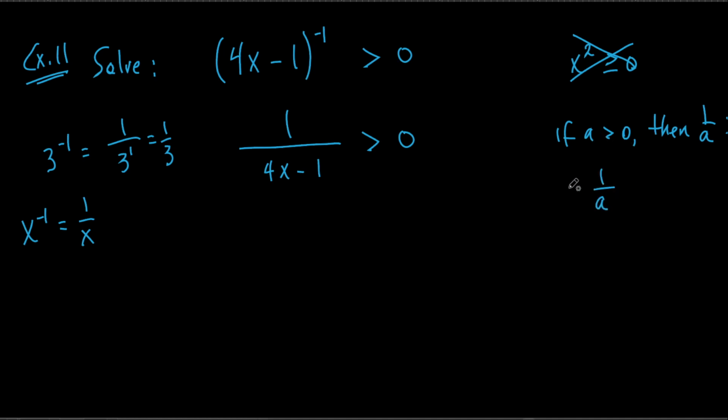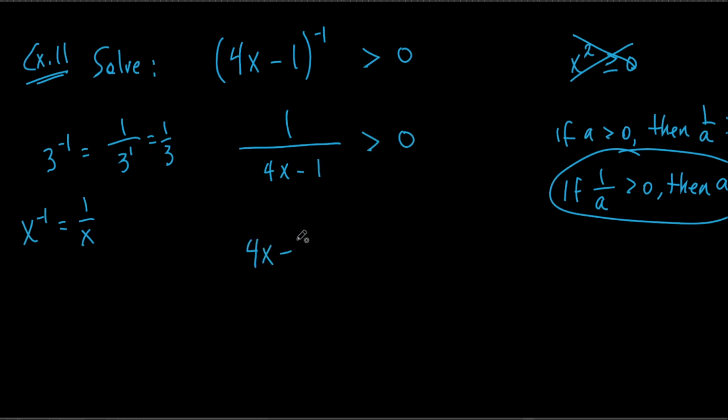It says if 1 over a is greater than 0, then, and this is where we're going to use this, a is greater than 0. This right here is what we're going to use on this problem. So if this is greater than 0, then what could we say? We could say that just the 4x minus 1 is greater than 0. This is kind of weird, but it's taken from this thing right here. So if 1 over this is positive, then 4x minus 1 has to be greater than 0, or positive. So I can write this now as just 4x minus 1 is greater than 0.